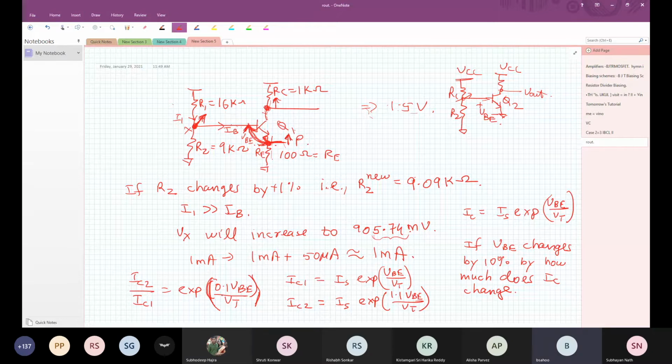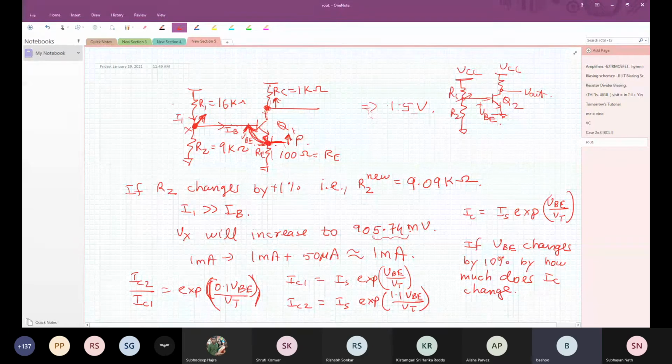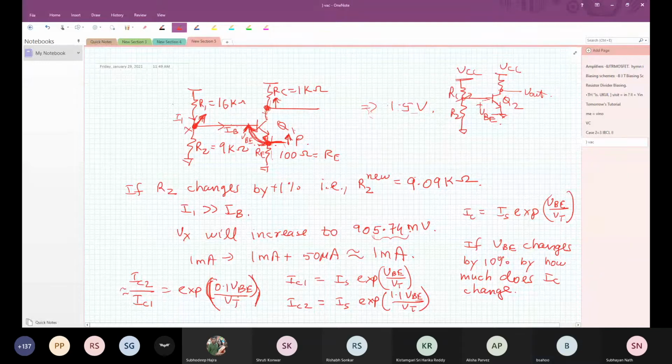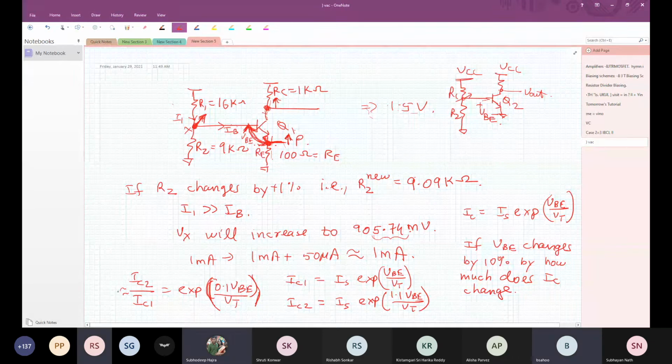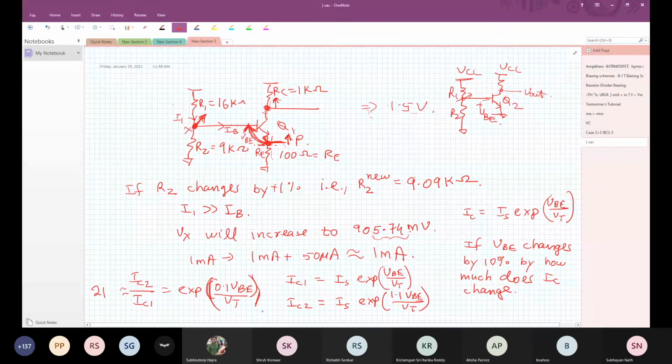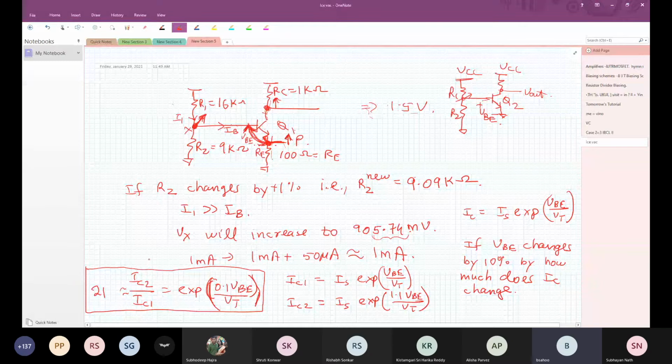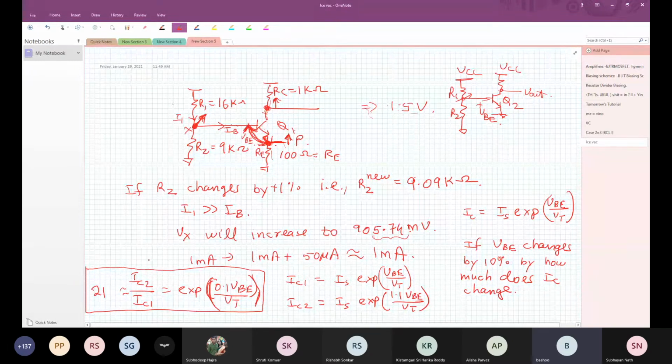Yes, sir. Okay, so if VBE equals 800 millivolts, original VBE was 800. So can you plug this in and tell me by how much does this change? If VBE equals 80 millivolts change and VT equals 26 millivolts, IC2 by IC1 is how much? So it changes by a factor of 21 times. It becomes 21 times bigger, right? Is that right? Okay, so it is almost 21 times bigger.